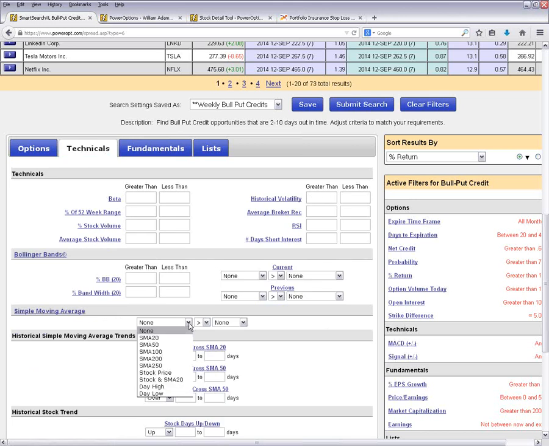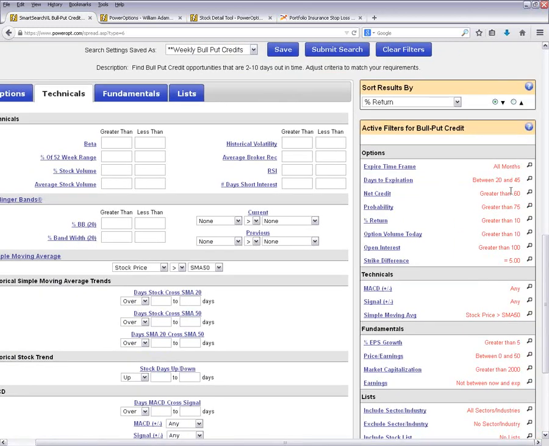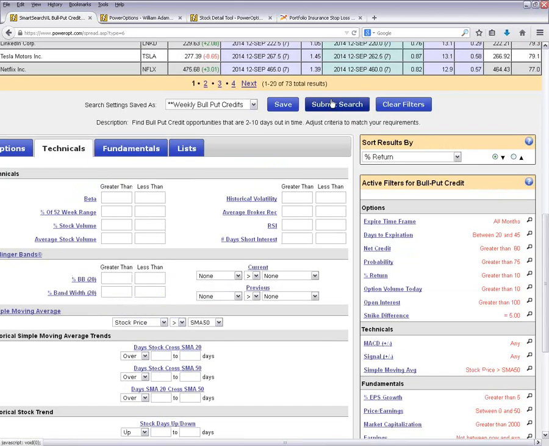And then the technicals, I'm just going to want to see a stock that's trading in an uptrend. So let's just select stock to be above SMA 50. Not a lot of criteria, but I am looking still for good credit. I need a good minimum return of at least 5%. Did I not put that in? Oh, I'm sorry, 10%. Sorry, folks, greater than 10%. Okay, and let's run this search.